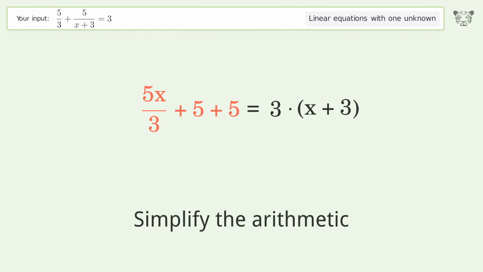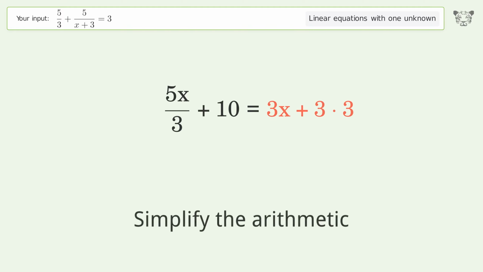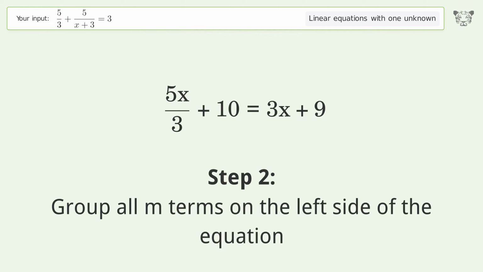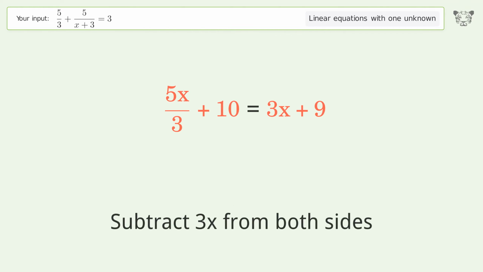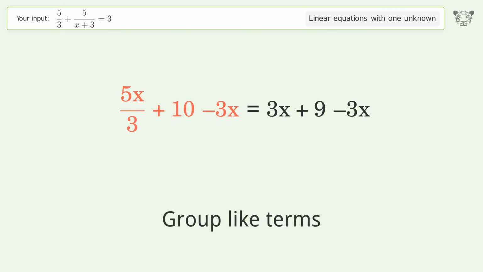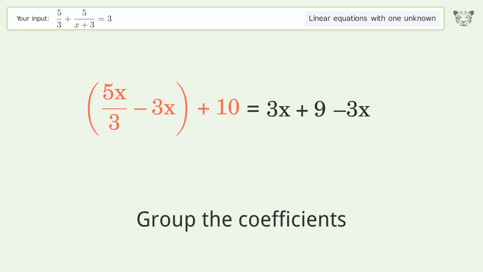Simplify the arithmetic. Expand the parentheses. Simplify the arithmetic. Group all m terms on the left side of the equation. Subtract 3x from both sides. Group like terms. Group the coefficients.